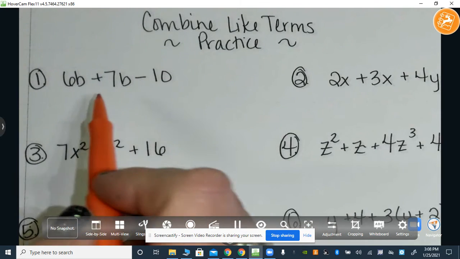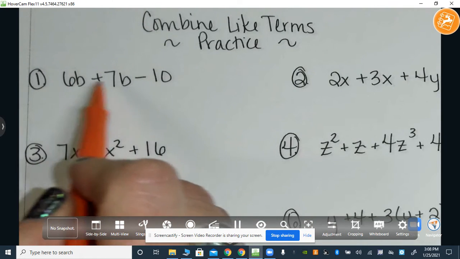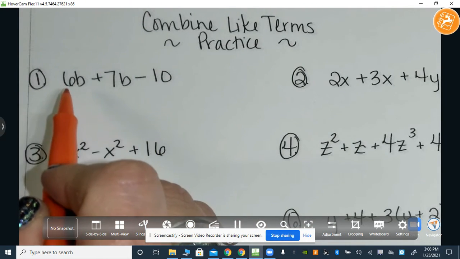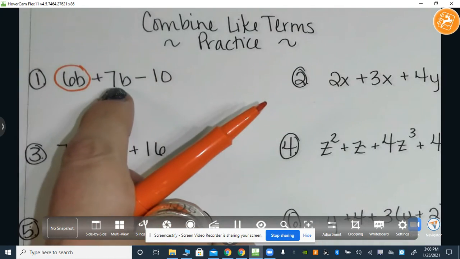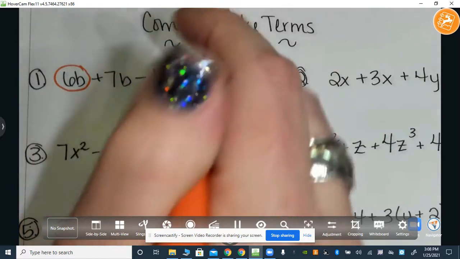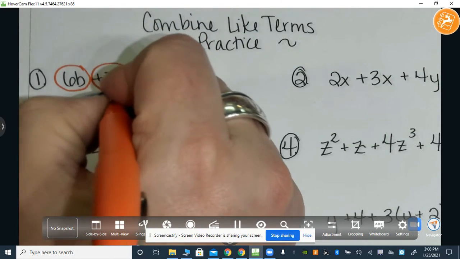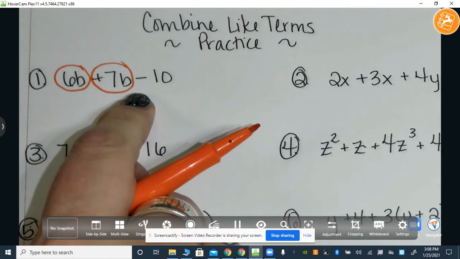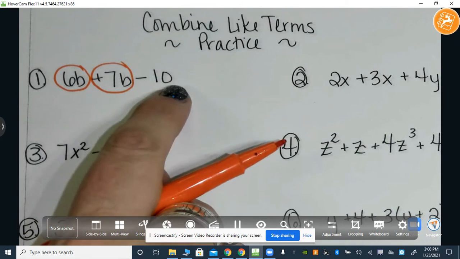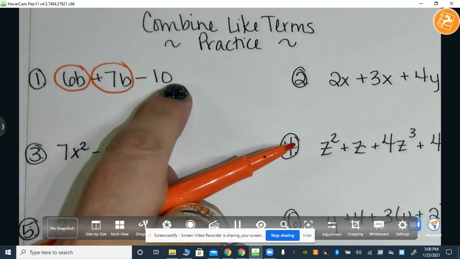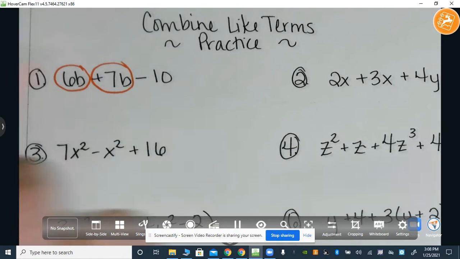Okay, so we have 6b plus 7b minus 10b. So if I'm looking for my like terms, I have 3 terms, 1, 2, 3, and I have a 6b, so I'm going to circle that. And then I have a 7b, and they're like because they both have the same variable at the end. Okay, so I'm circling both of them, and this minus 10b, there's nothing to go along with it, so I'm just going to leave it as is.